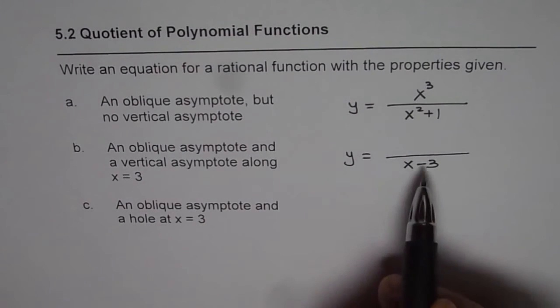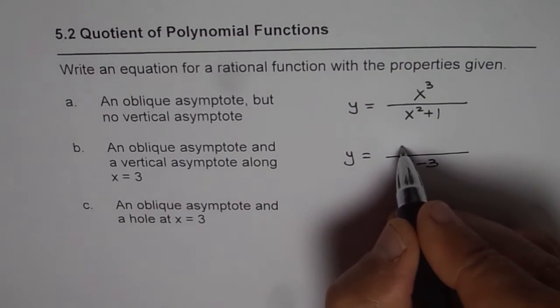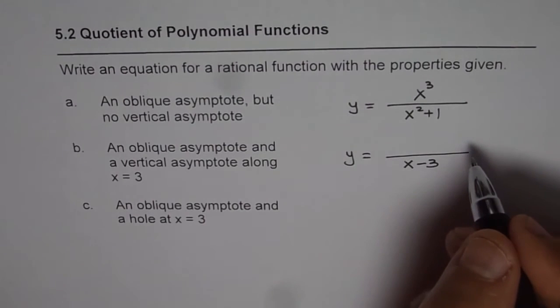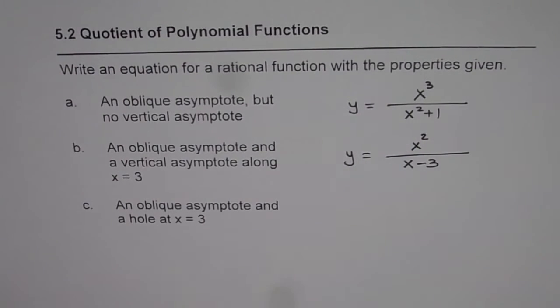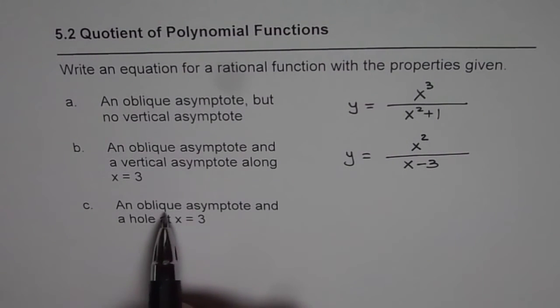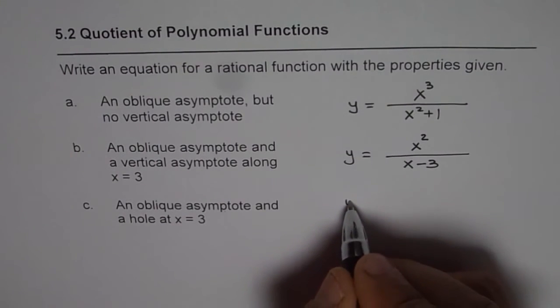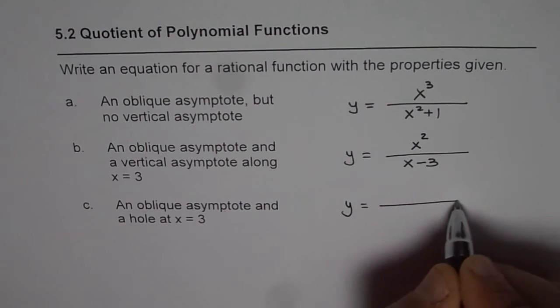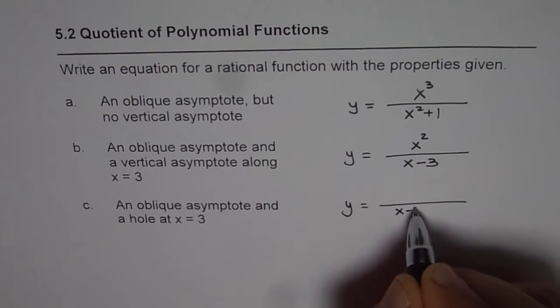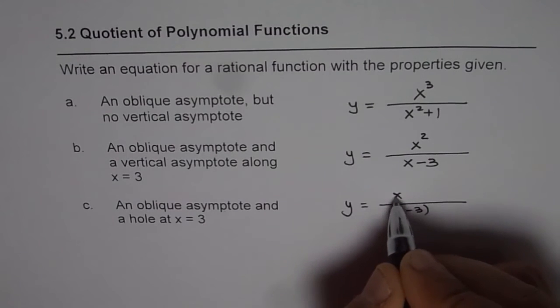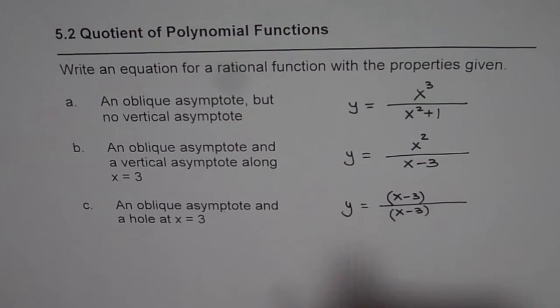Oblique asymptote means we are looking for a quadratic in the numerator here. I could write x squared plus 2x minus 1, whatever, but I prefer to just write x squared. Simplest form, okay? Next one, an oblique asymptote and a hole at x equals 3. Since we have a hole at x equals 3, that means we have a common factor. So x minus 3 is a common factor. Let me write it like this.